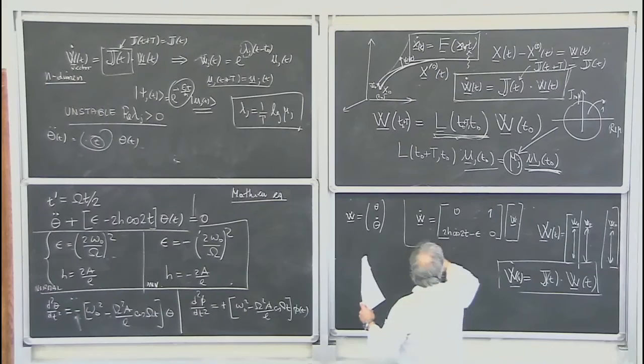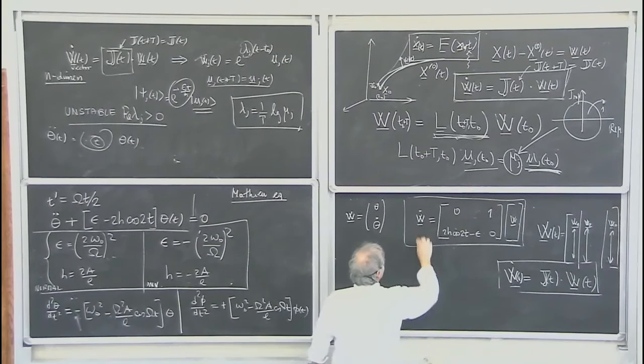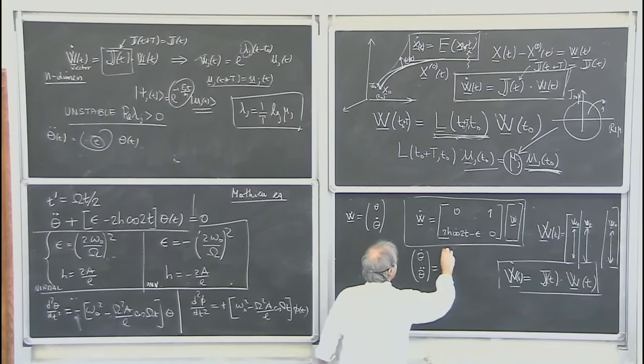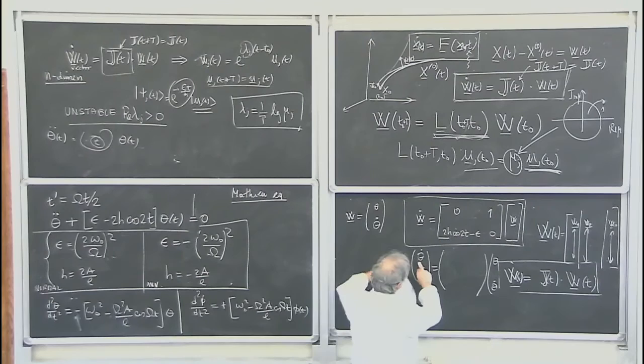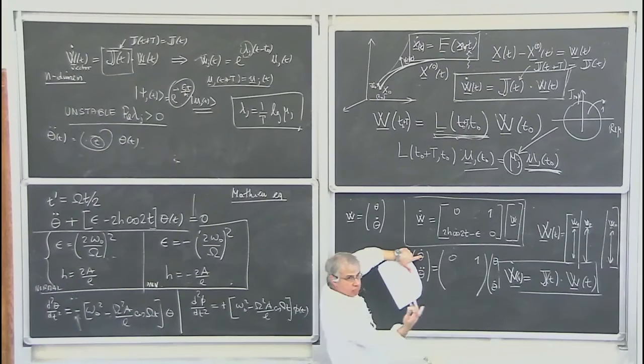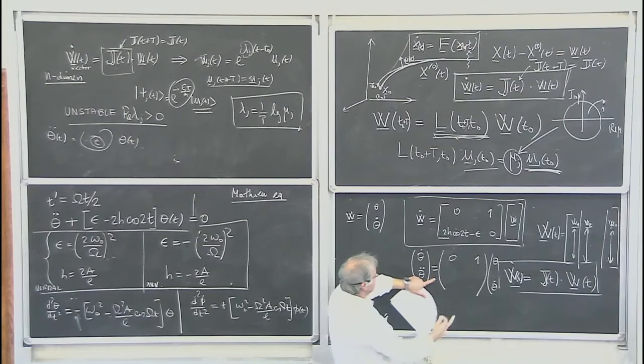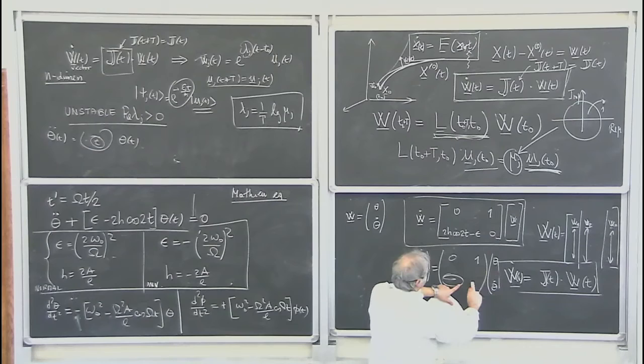Okay? Let's see why this is the case. You see, here I have theta dot, theta double dot. And here I have theta, theta dot. So the first equation tells me that theta dot is equal to theta dot. What else? The second equation tells me that theta double dot is equal to this coefficient here times theta plus 0 times theta dot. And in fact, this is what you have here.